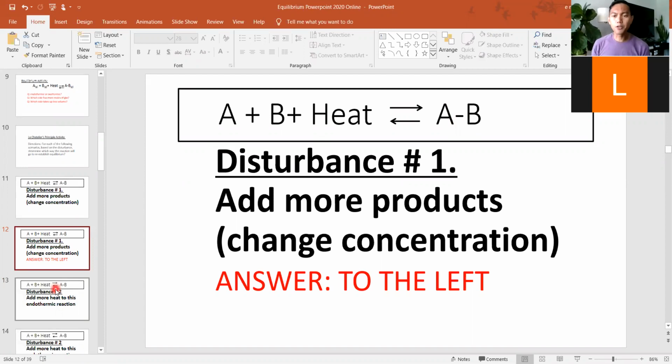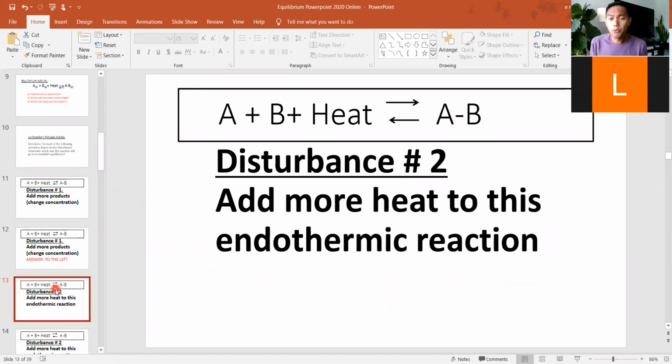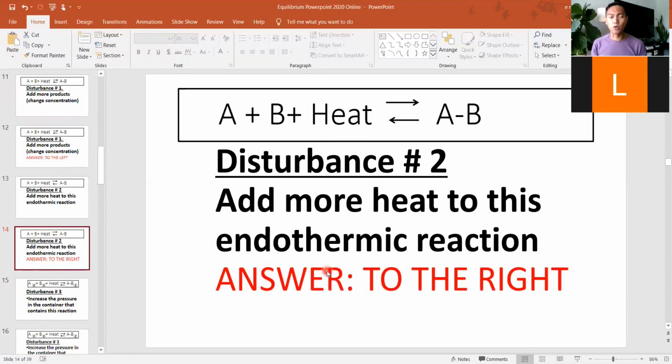All right, scenario number 2. What if we add more heat to this endothermic reaction? So keep in mind, it's endothermic, so the word heat is on the left side. If I add more heat, it's as if I'm adding another reactant, like I'm making the left side a bit more crowded in a way. So if that's the case, the tendency is it wants to go to the right, away from the source of that disturbance.